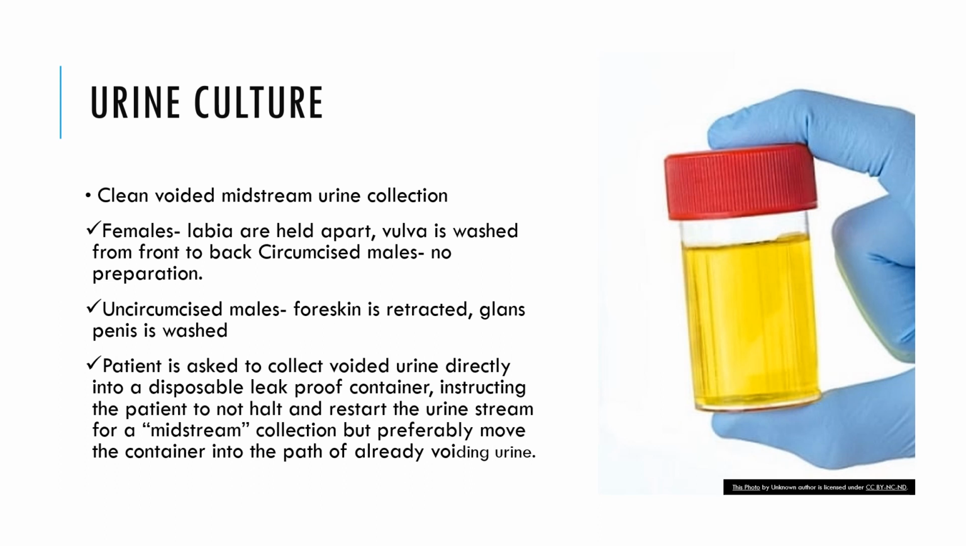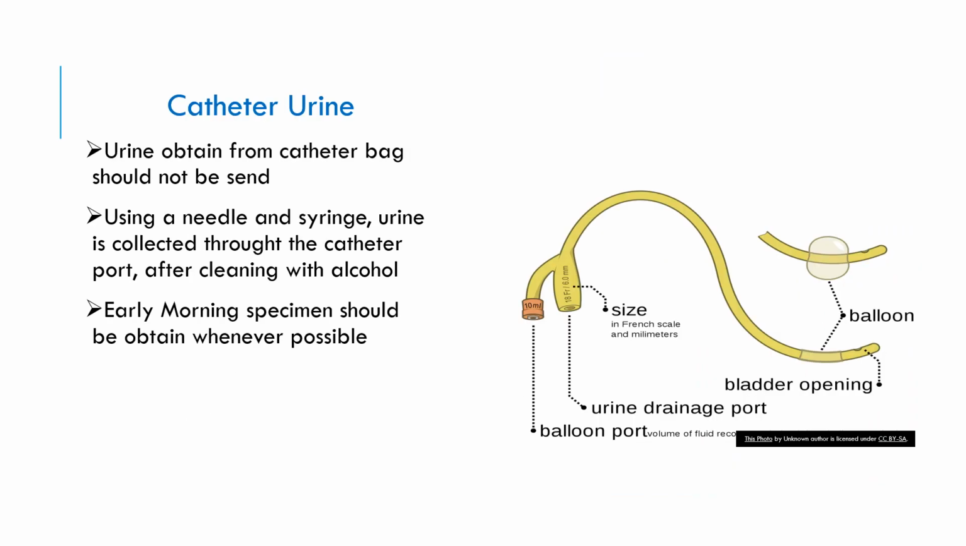The patient is asked to collect voided urine directly into a disposable leak-proof container, instructing the patient not to halt and restart the urine stream for midstream collection, but preferably to move the container into the path of already voiding urine. Urine obtained from a catheter bag should not be sent. Using a needle and syringe, urine is collected through the catheter port after cleaning with alcohol. Early morning specimens should be obtained whenever possible.